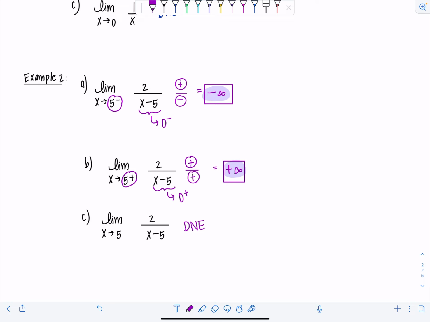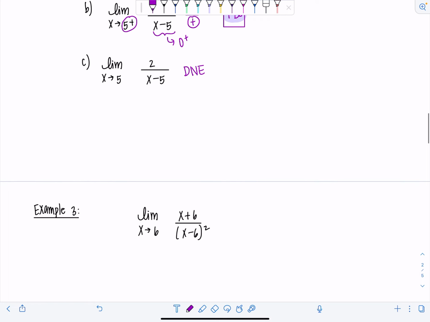Okay, lovely. If we were to graph 2 over x minus 5, that means x equals 5 is a vertical asymptote. And then you probably remember from pre-calc, when you would find vertical asymptotes, you would look for wherever the denominator was 0, right? After you simplified your function. So that's where it all comes from.